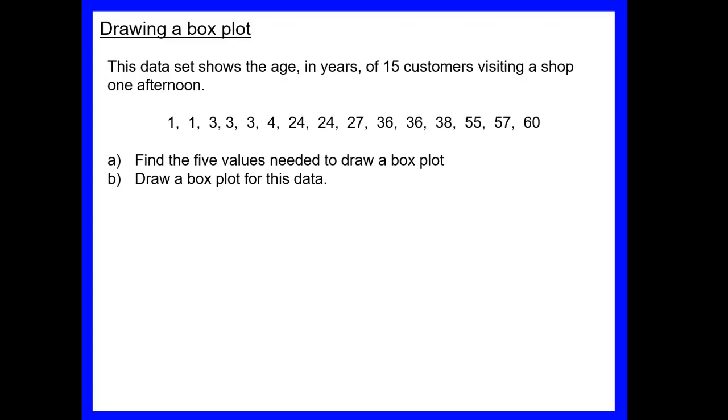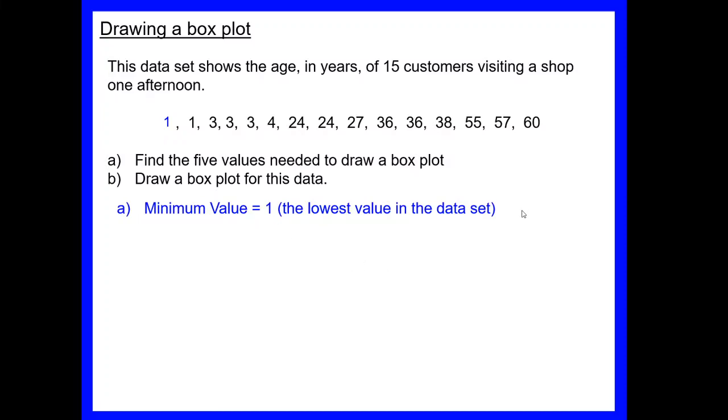So our first value then is our minimum. So the minimum value is the lowest value in the data set. Our lowest value is 1. Now notice that this data has been sorted into order, smallest to largest first. That's really important, that if you're going to use a list of data, whenever we find averages or range from lists of data, we always put it in order, smallest to largest, before we start. So our minimum value, the lowest one, is 1.